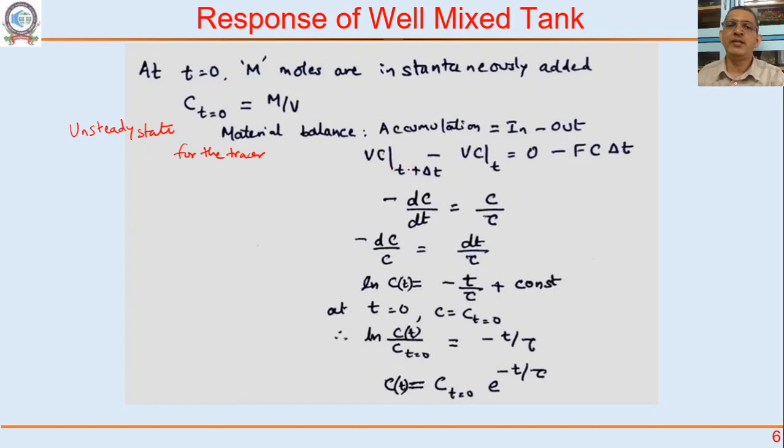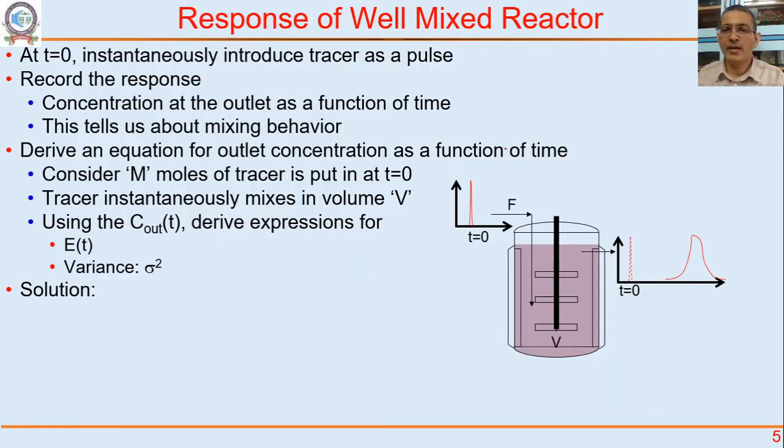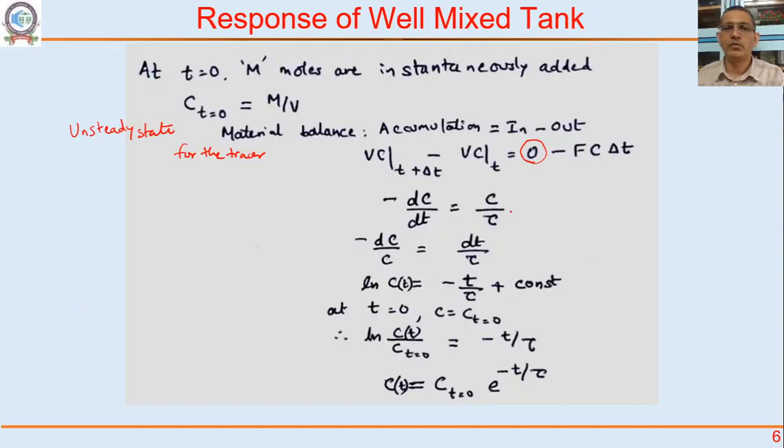So accumulation: Vc at time t plus delta t minus Vc at time t would be, inlet is 0. Why? Because the tracer is only put in at time t equal to 0. At no other time is tracer put in. There is no tracer coming in for t greater than 0. So entry is 0. Out is flow rate times concentration multiplied by delta t. We are writing this material balance for the tracer, and minus dc by dt gives us c by tau.